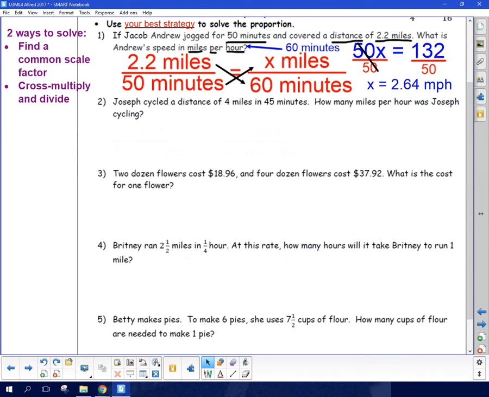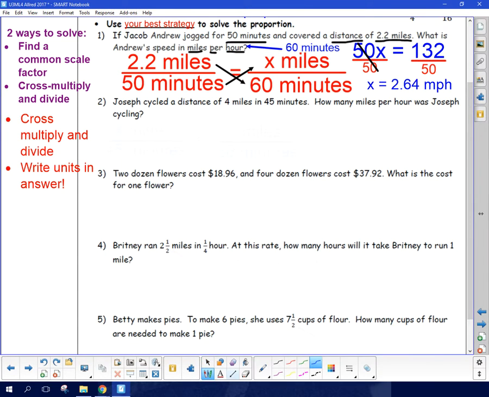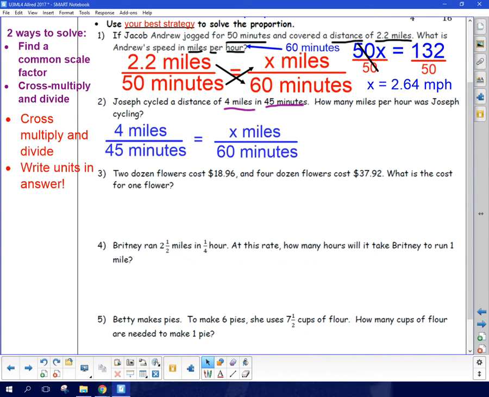Okay. Number 2 says that Joseph was cycling. He cycled a distance of 4 miles in 45 minutes. How many miles per hour was Joseph cycling? Okay. In this one, I know he went 4 miles in 45 minutes. So I'm going to write a ratio that says that, 4 miles to 45 minutes.